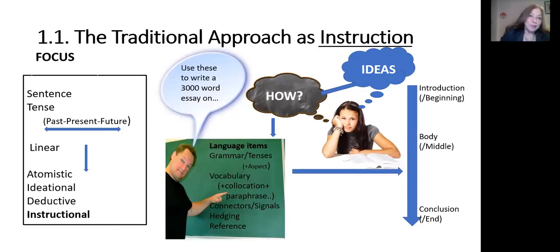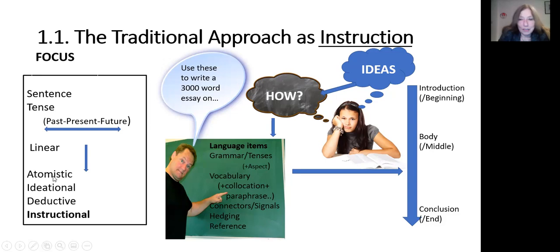Now, the traditional approach, the problems with it are that it's based on the sentence and not on the text and the context. It's also based in tense and not aspect. It's based in past, present, and future. And it's also linear, as in time, and also as in the conception of how a text is organized or structured. For example, introduction, body, conclusion for writing. That's the same as saying beginning, middle, and end. And it really doesn't help the student very much. It doesn't tell them how to write the text.